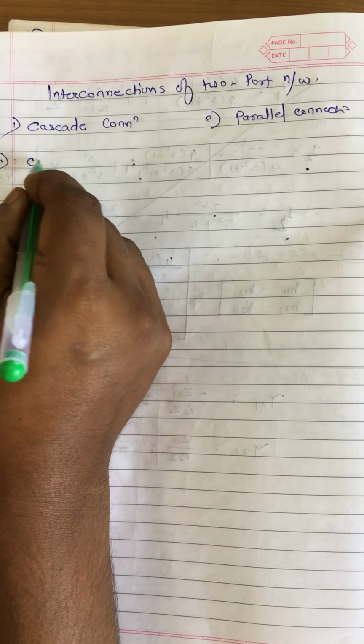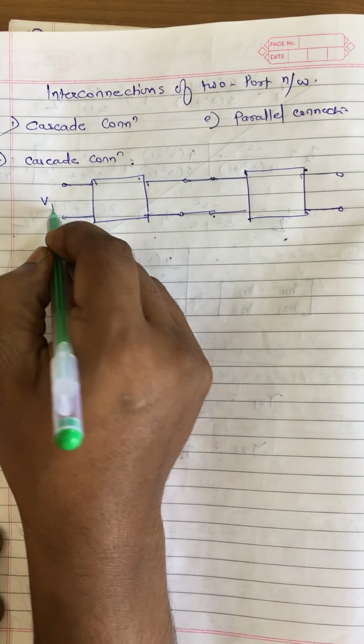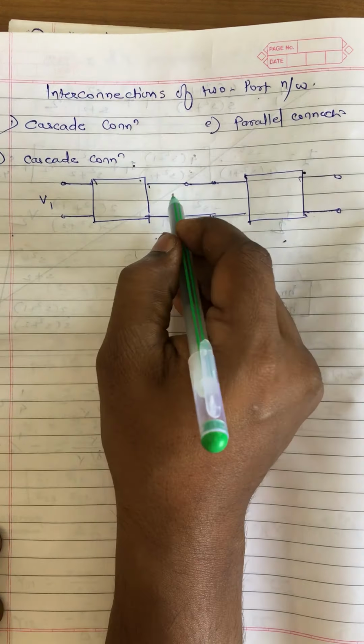Cascade connection. In cascade connection what we do, we have a two-port network. Okay, we take another network. How it will benefit for solving we will see later. Okay, we will do a series connection between them. So this is V1, this is V2. For another network this is V1, this is V2, I1, I2.